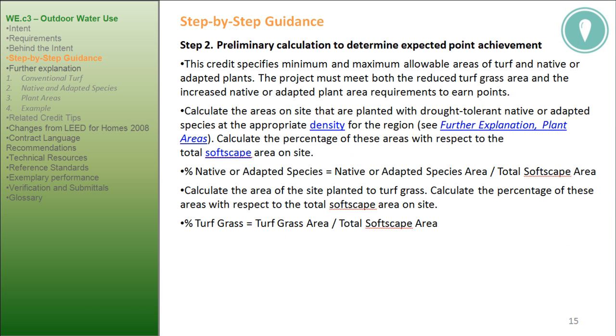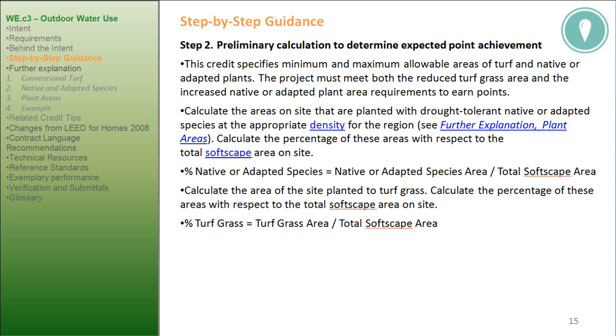Step 2. Preliminary calculation to determine expected point achievement. This credit specifies minimum and maximum allowable areas of turf and native or adapted plants. The project must meet both the reduced turf grass area and the increased native or adapted plant area requirements to earn points. Calculate the areas on site that are planted with drought-tolerant native or adapted species at the appropriate density for the region. See further explanation, plant areas.